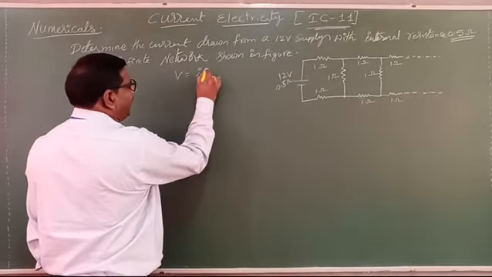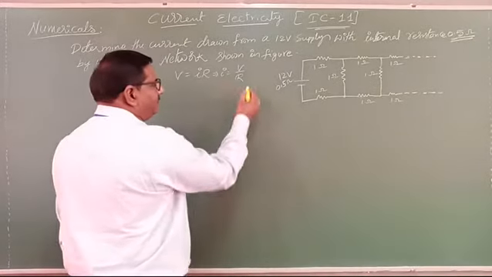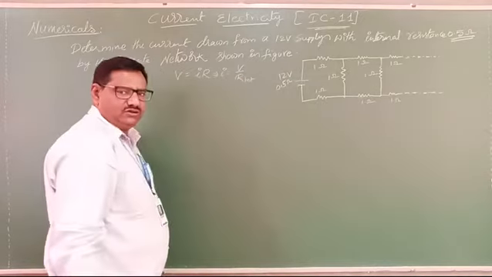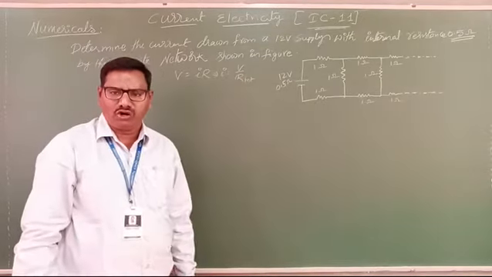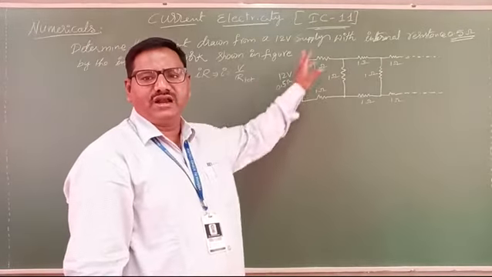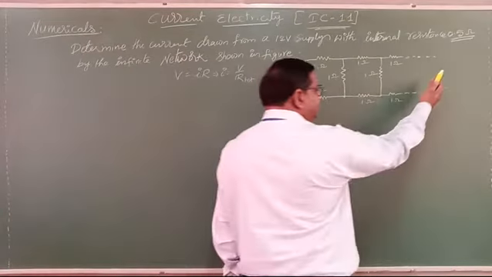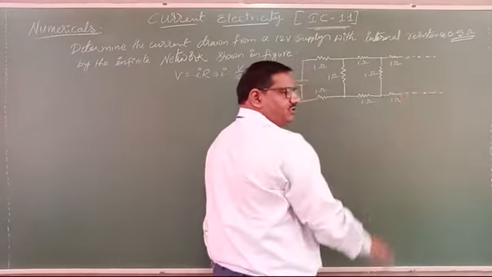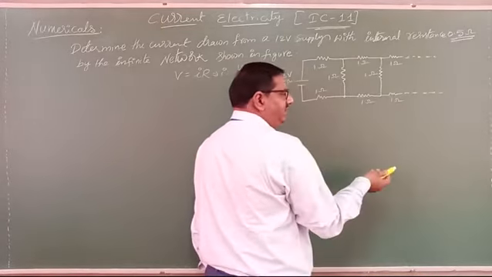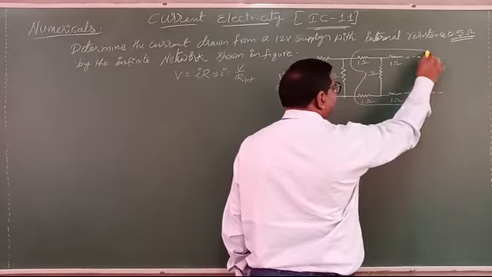V equal to IR. From that, I equal to V by R. But here the resistance is nothing but the total resistance in the circuit. So V by R total. Clear? For this one, first we want to measure the effective resistance in this circuit. Infinite circuit means we cannot close it here, so we cannot measure this one. That's why, simply up to here, what we have is the circuit.